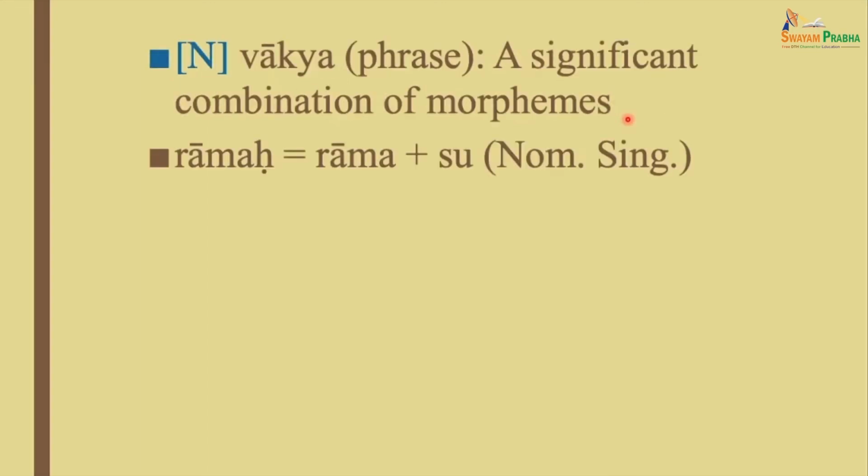Then vakya. The Naiyayika would say that a vakya is any significant combination of morphemes. For example, Ramah itself is a phrase. So for the Naiyayika, it's a phrase. It is Rama plus su, which is the nominative singular ending.